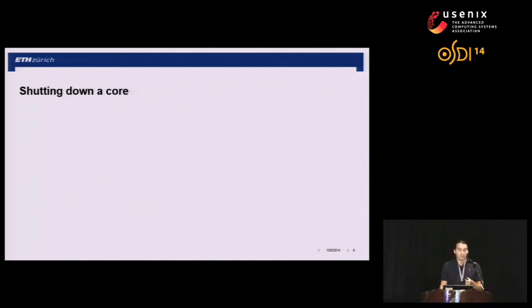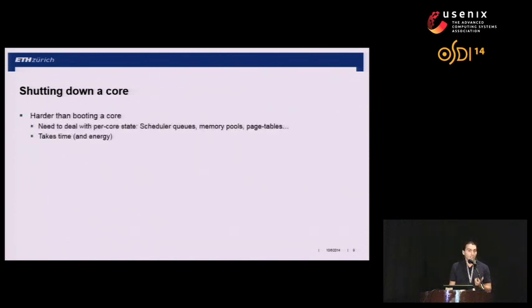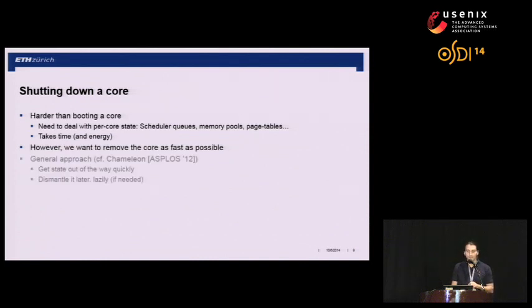So how are we able to shut down a core in Barrelfish? Well, typically, as I explained, this is harder than booting a core because we now have to deal with per-core state. So what happens to scheduler queues? We need to merge memory pools and free page tables and so on. This takes a lot of time and energy. However, in our case, we want to shut down a core as fast as possible. Why do we want to do that? Well, first of all, we want to use it as an energy-saving mechanism, and some of the use cases we will see later require that we are able to shut down a core fast. So the general approach we follow here is inspired by Chameleon, where we get state out of the way quickly and dismantle it lazily later if we need.